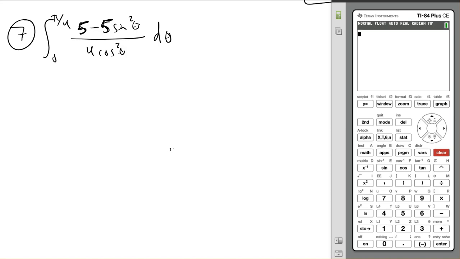Okay, so with number 7, there is kind of a pattern here that it's hoping that you recognize. My numerator says 5 minus 5 sine squared. So consider, what if I factored out that 5 and then called this 1 minus sine squared? Well, remember this came up the other day in class. That first Pythagorean theorem, if we rearranged it, what is 1 minus sine squared?